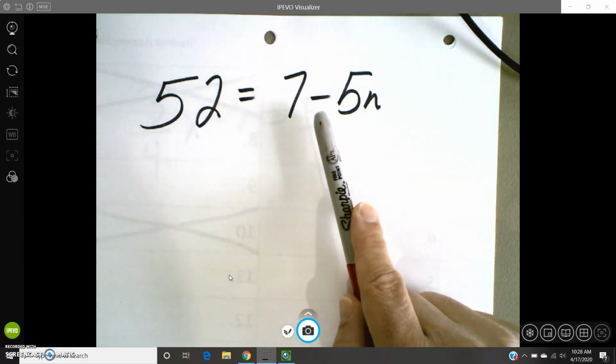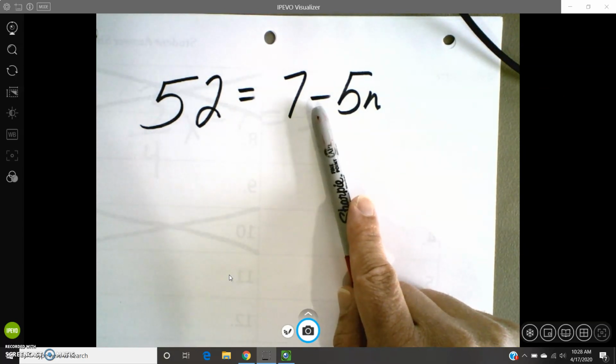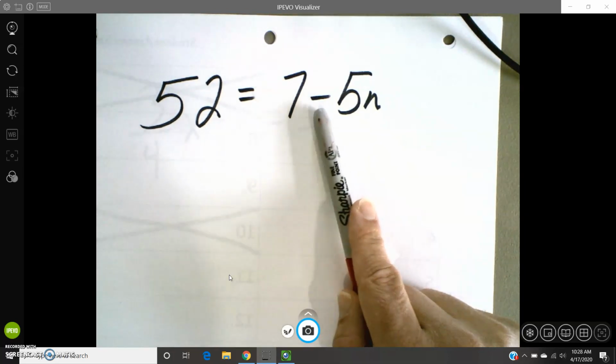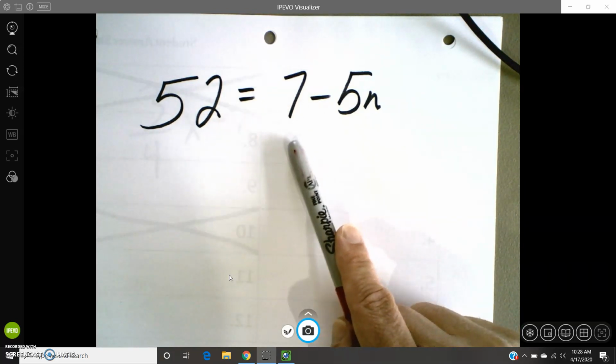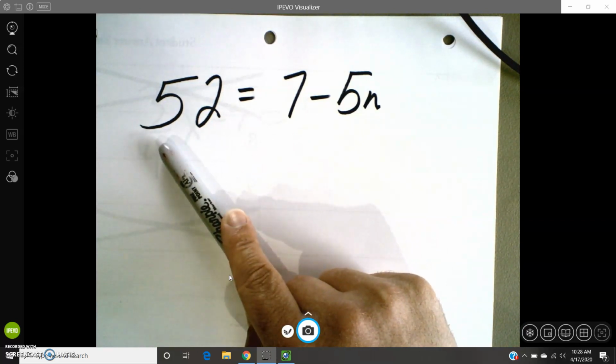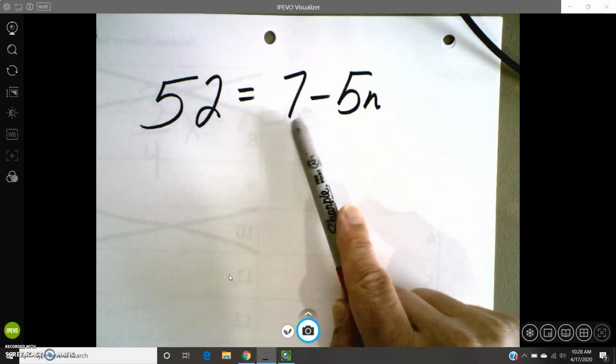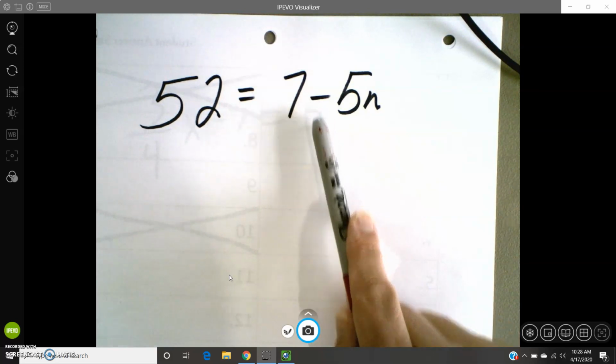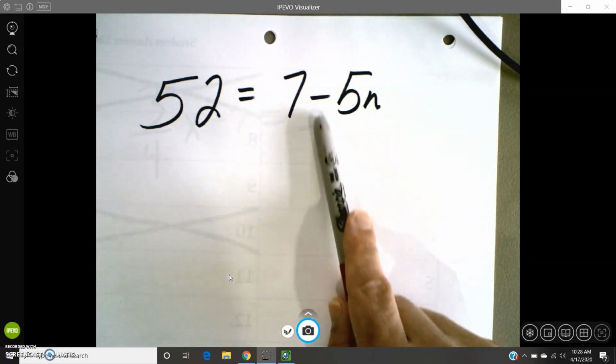And then more importantly, the variable term is negative, okay? What most of us do when we do this first step, when we move the 7 over to the other side of the equation, is we just lose that sign. When you bring down the 5n, you've got to bring down the negative with it.